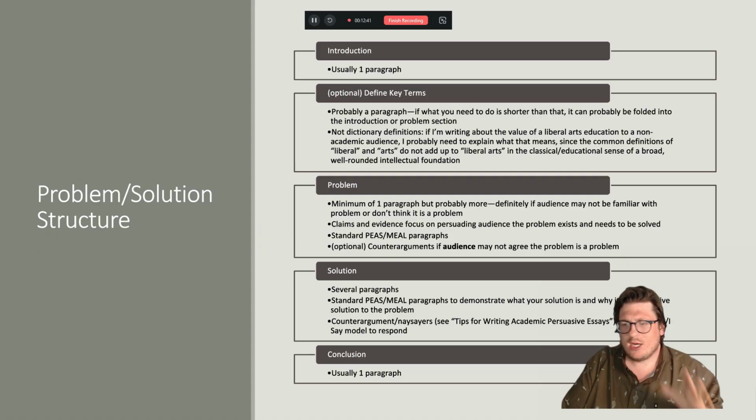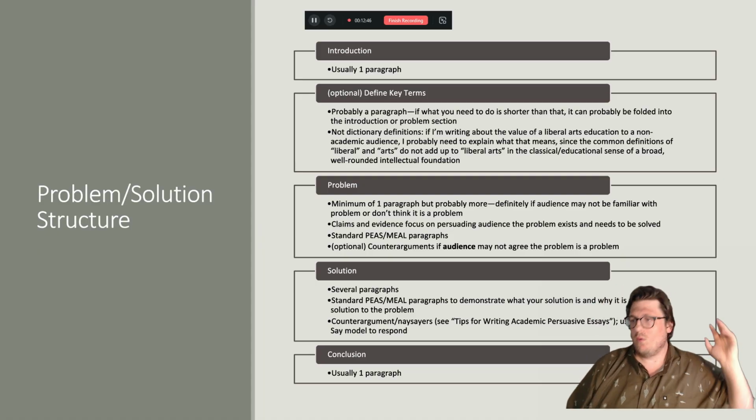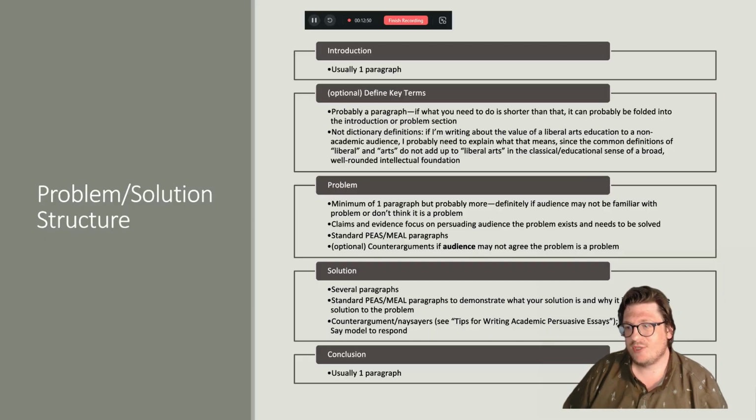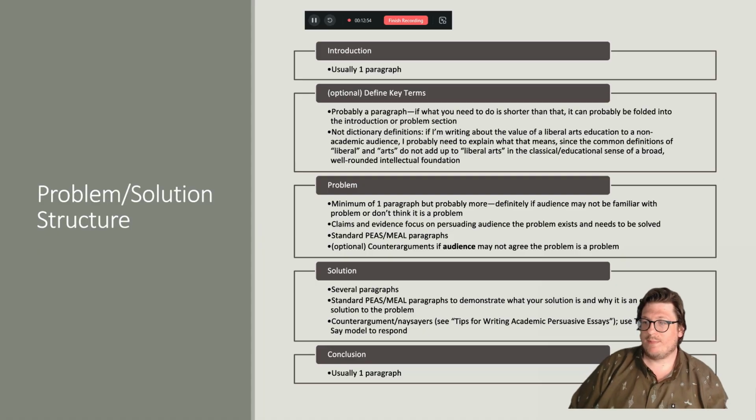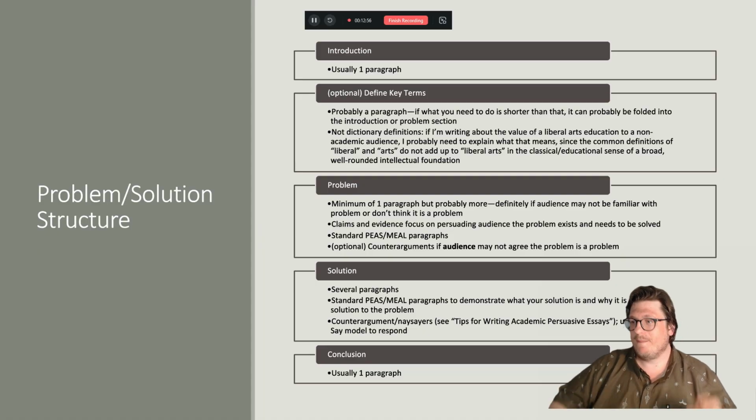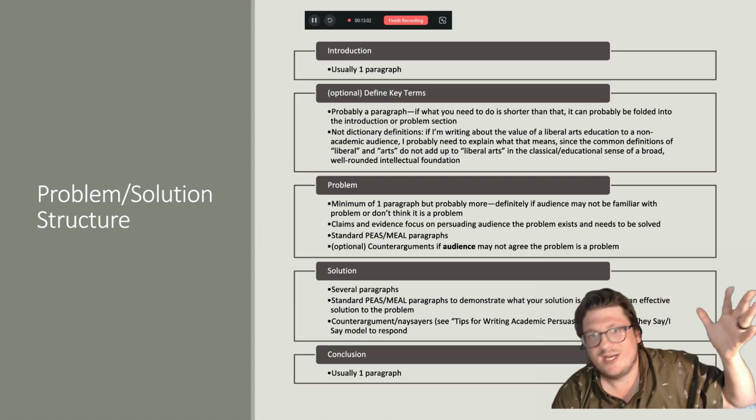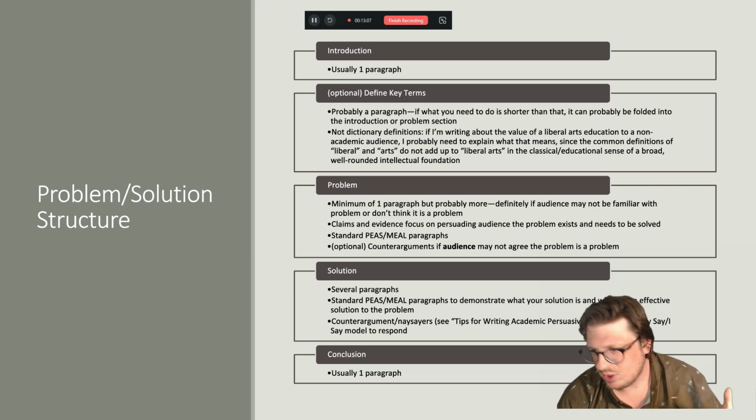So let's talk a little bit about what a problem and solution essay might look like. I've gone over, here are the parts of it. How do they actually look on the page? So this is kind of a little outline of what a persuasive essay might look like, with kind of boxes for different paragraphs. So you're always going to start with an introduction. That's going to be the first paragraph of your essay, usually.